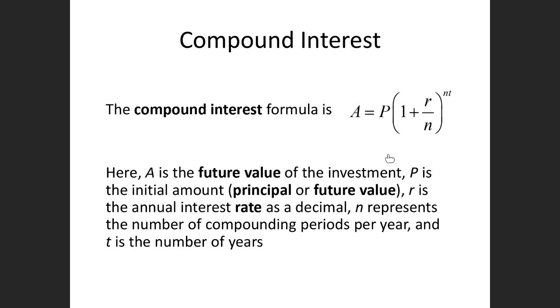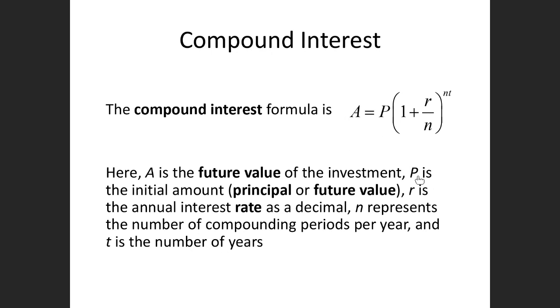So let's look at some of the variables that are used in this formula. A stands for annuity, but the way I like to think of this A for this class is as a future value. It's the money that I'm going to have after I apply interest and after so many years. So I want you to consider the A as your future value.